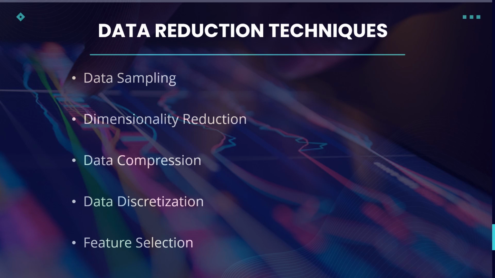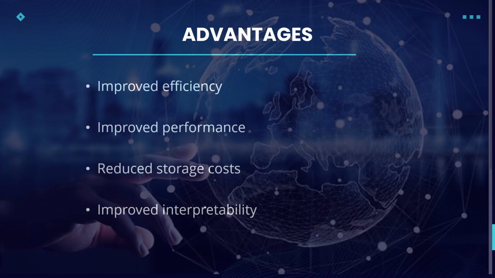Then data discretization. This technique involves converting continuous data into discrete data by partitioning the range of possible values into intervals or bins. Then the last one is feature selection. This technique involves selecting the subsets of features from the datasets that are most relevant to the task at hand. Then advantages: improved efficiency, improved performance, reduced storage cost, and improved interpretability.